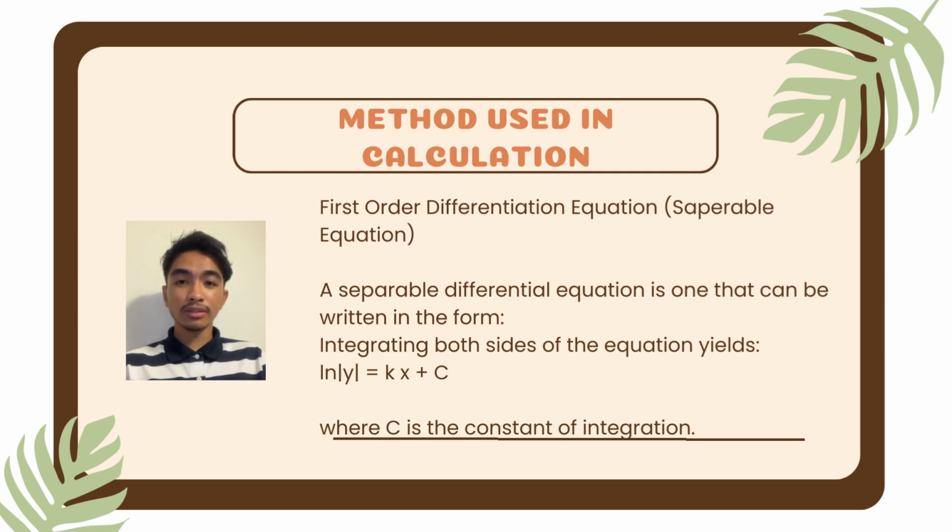A separable differential equation is one that can be written as dy over dx equal to f(x) times g(y). So in this case of a first order process, the rate of change equation is dy over dx equal to k times y. This equation can be separated into 1 over y dy equal to k dx, and then we integrate both sides. We get ln y equal to kx plus c, where c is the constant of integration.